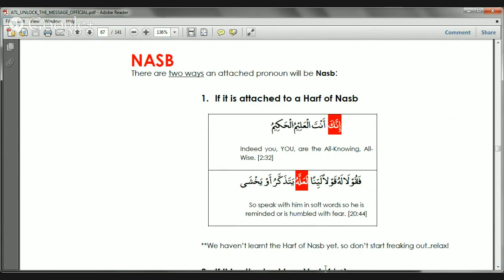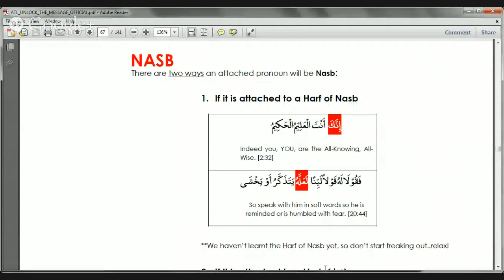The first way is that if it is attached to a harf of nasab, which I think we'll be going over today. Do you know what a harf of nasab is yet? No, you don't. Don't worry. It's actually a very straightforward thing. There are 6 harf of nasab, and all that means is that if anything comes after them, it's nasab. That's what it is.